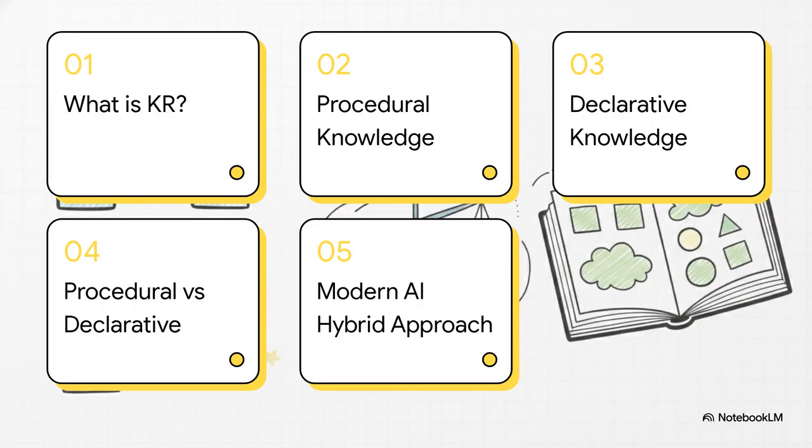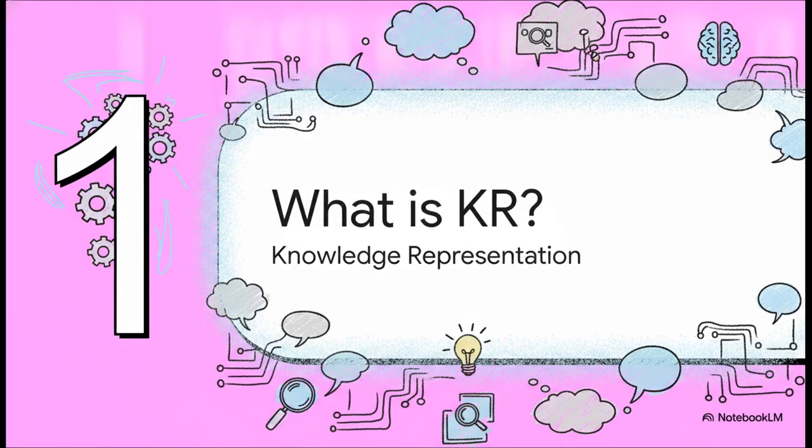Okay, let's dive into this. Here is our roadmap for today. First, we'll quickly define what knowledge representation actually is. Then we'll tackle the how with procedural knowledge, followed by the what with declarative knowledge. After that, we'll put them head to head and finish up by looking at how modern AI systems are actually using a hybrid approach.